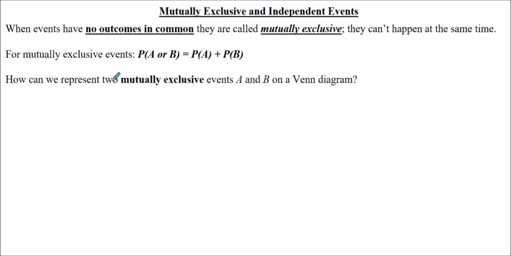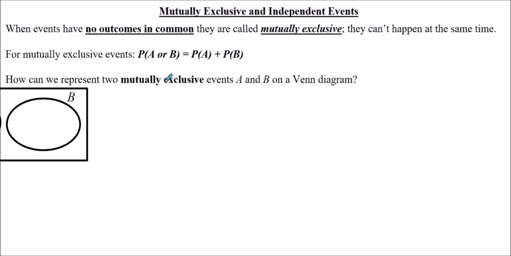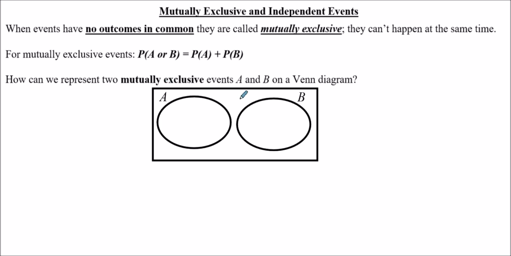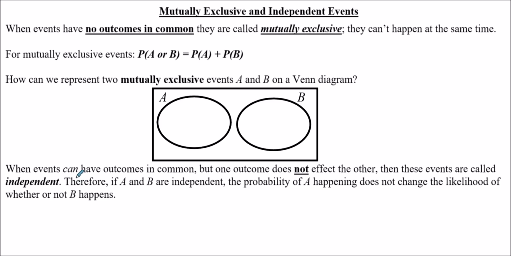So if two events can't happen at the same time, how could we represent two mutually exclusive events on a Venn diagram? Well, if they can't happen at the same time, there's never any overlapping section, because it can never be A and B. So you need two regions for both A and B, and they mustn't overlap. So we're looking at something like this: an event space for A and a space for B with no overlap whatsoever.